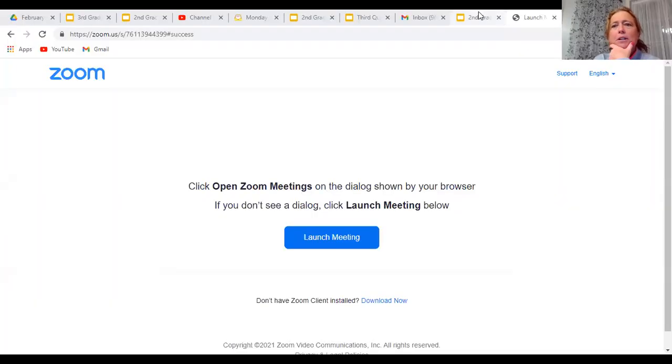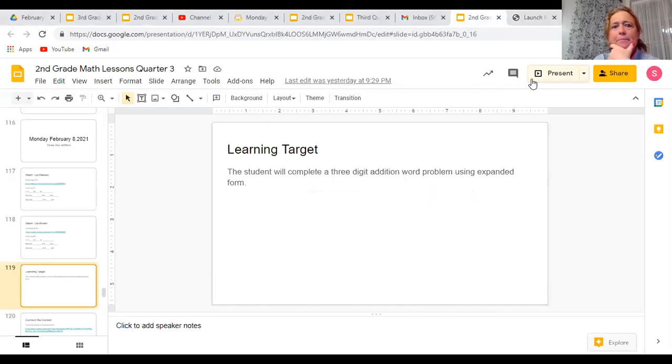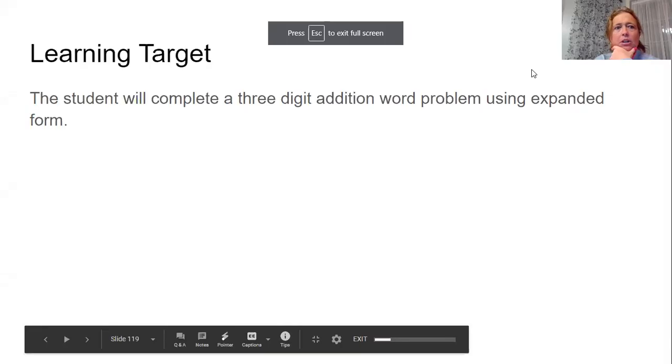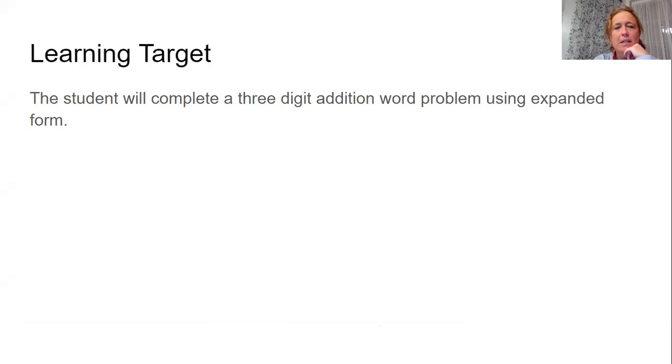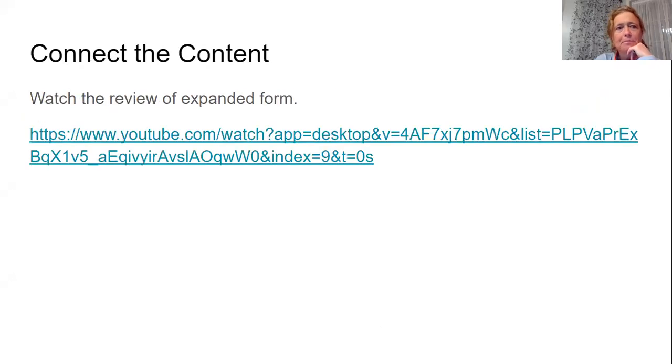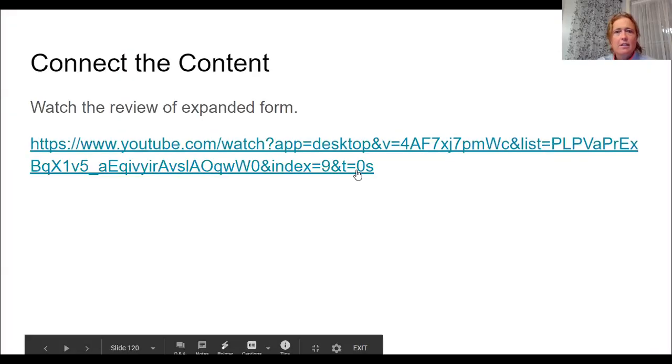Okie doke. So today, our learning target is that the student will complete a 3-digit addition word problem using expanded form. We are first going to watch this review on expanded form. Let me just double check that I clicked the correct box so you can hear it.